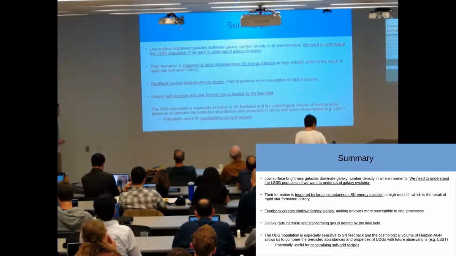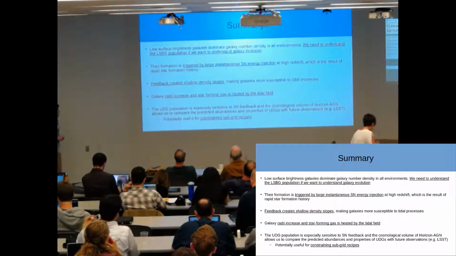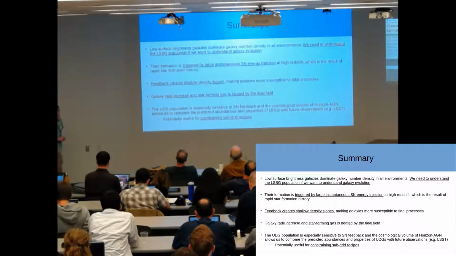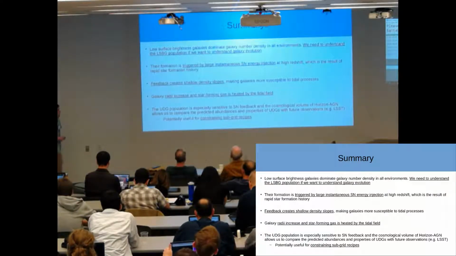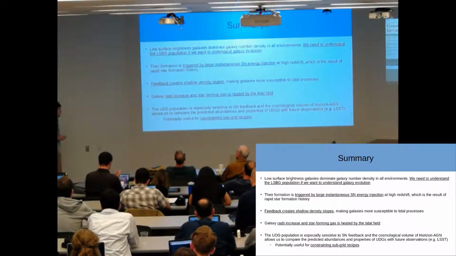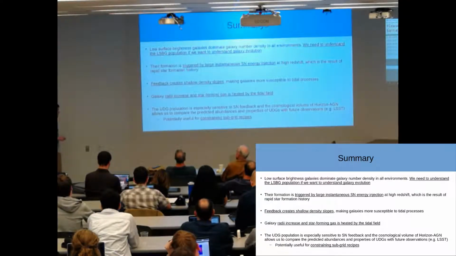So I'll just summarize then. Low surface brightness galaxies dominate number density, not just in clusters but in all environments. So we need to understand these galaxies if we want to understand galaxy evolution properly. Their formation is triggered by supernova energy injection, which is due to fairly bursty star formation histories. This feedback leads to shallow density slopes in the stellar mass distribution, which makes them more susceptible to tidal processes. And then the tidal field can expand the galaxies and remove star-forming gas.